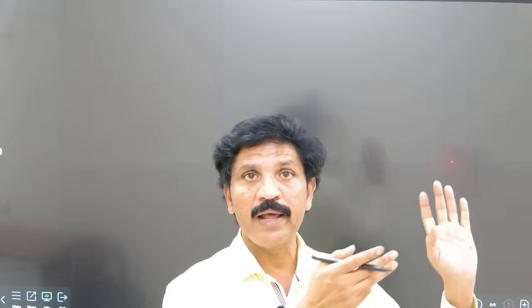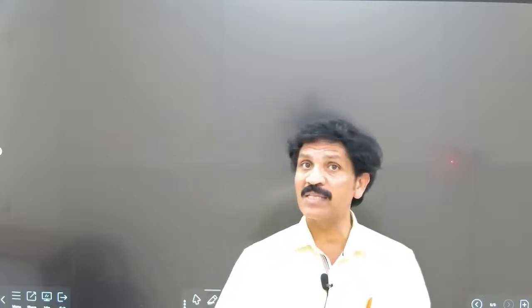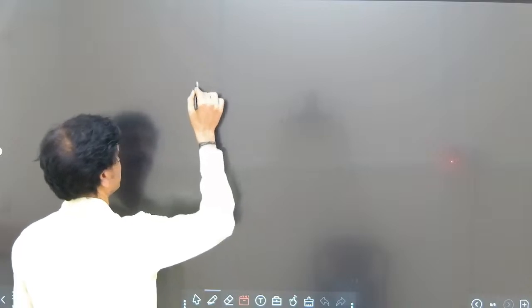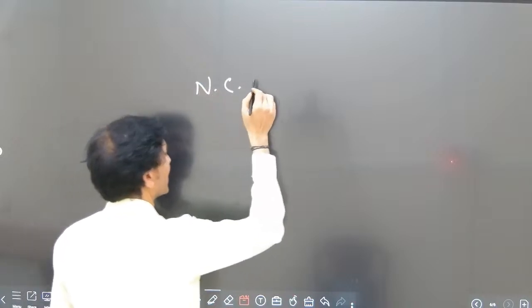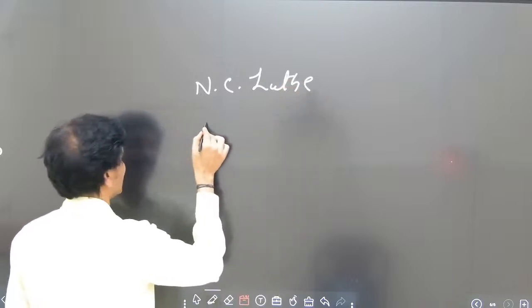Manually operated lathe machine. Next, the numerical control lathe machine is also there. Numerical control is called the NC lathe machine. NC, numerical control lathe machine. Next, CNC lathe machine.